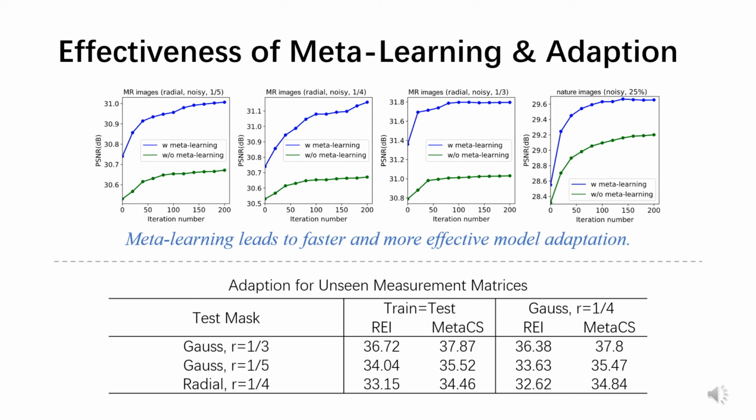We also test the effectiveness of meta-learning and model adaptation. From the results, we can see that meta-learning leads to faster and more effective model adaptation, and it also supports the adaptation to unseen measurement matrices.